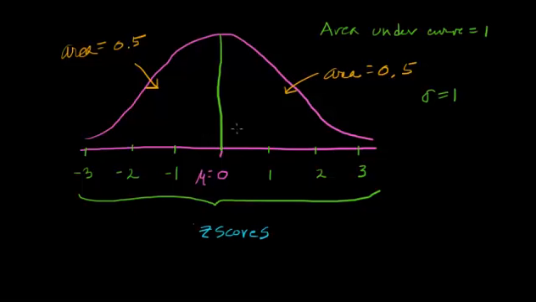Okay, so this is our standard normal distribution. In this case, the mean is 0, the standard deviation is 1. The other things continue to hold. The area under the curve is equal to 1, and therefore the area on either side of the mean is 0.5, and it's symmetrical, so both sides are 0.5.